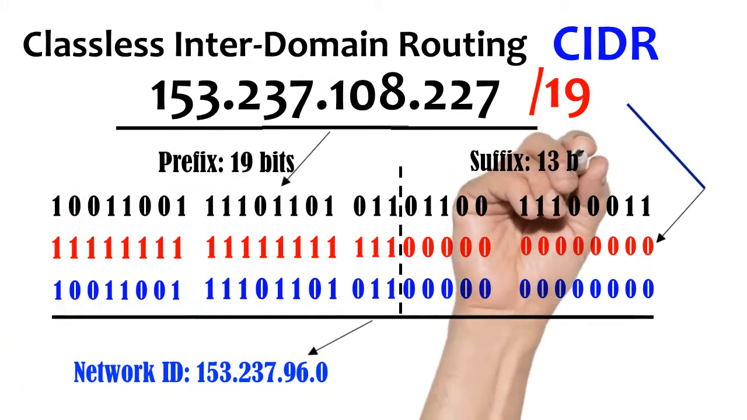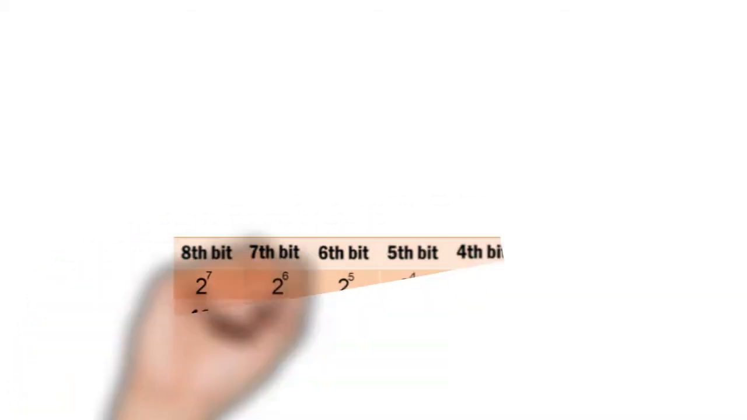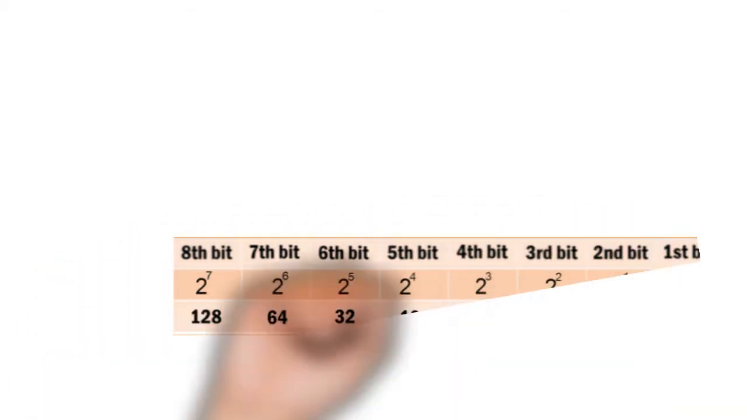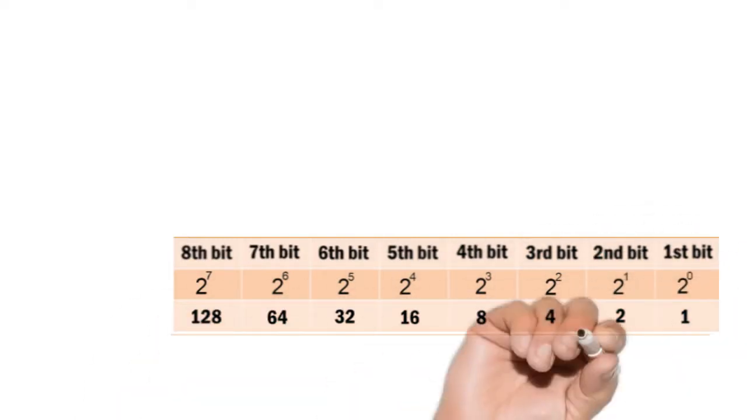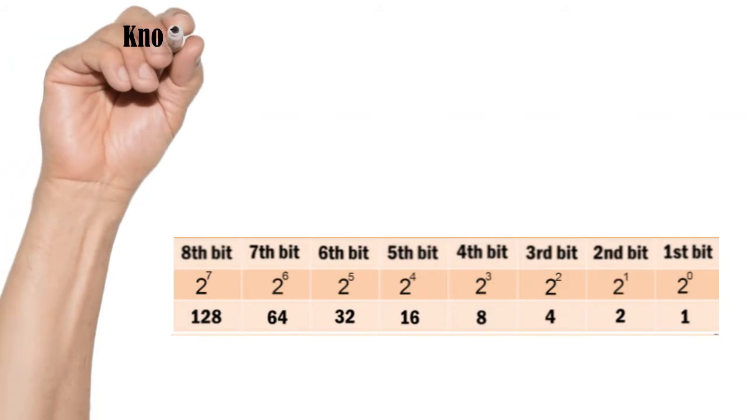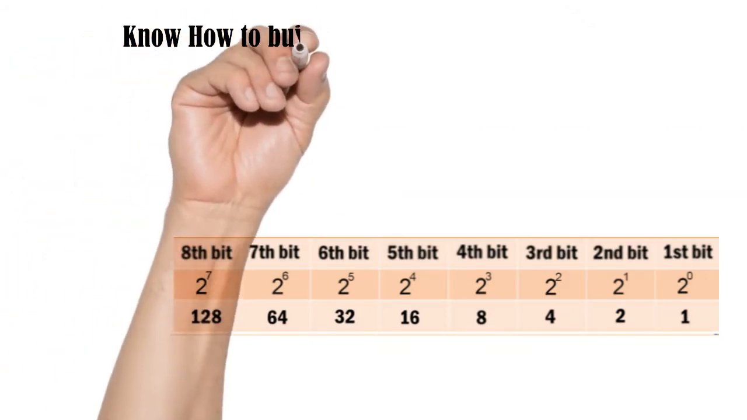One last item I want to make sure that we review is that you remember how to build the binary octet. What I mean by build it is start with 2 to the power of 0 equals 1. We know that because anything to the power of 0 equals 1.